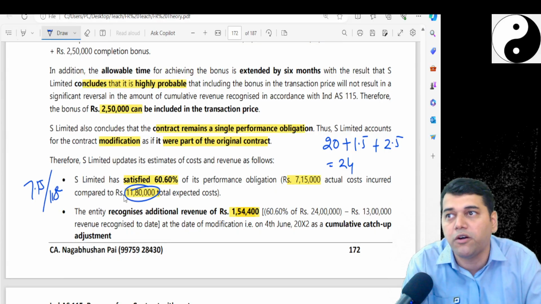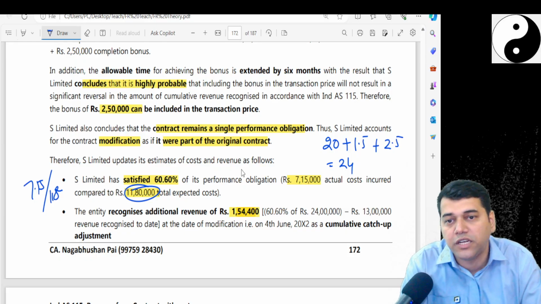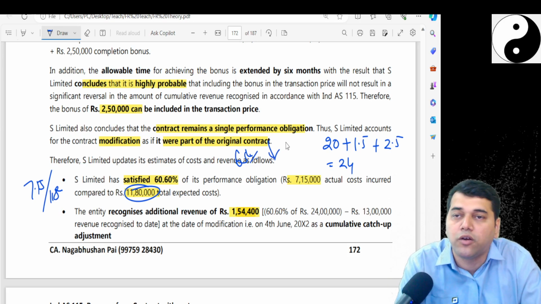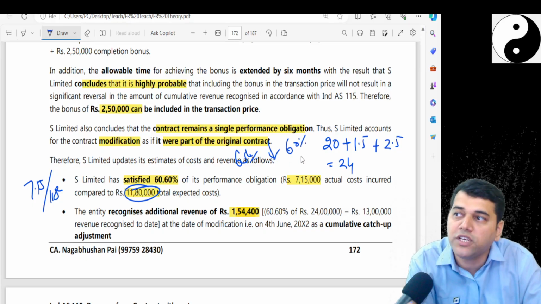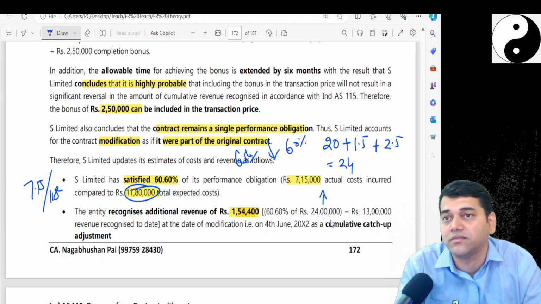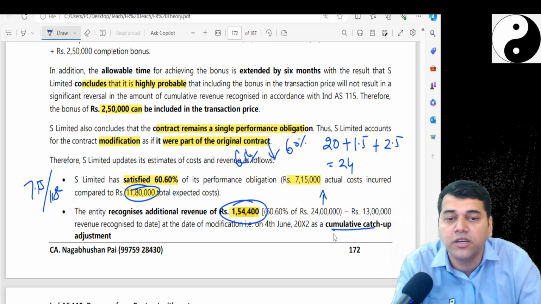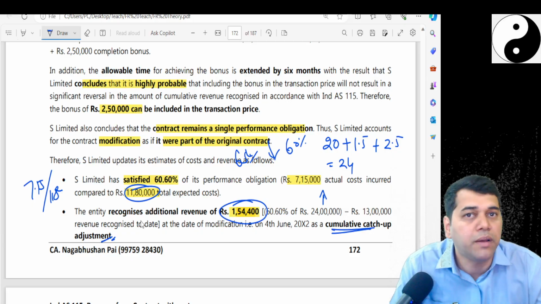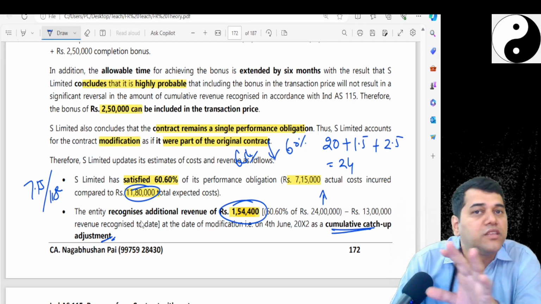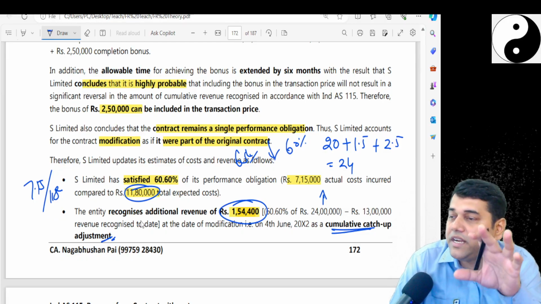So whatever you performed up to 30th June, the 31st March, it was 65%. Because of the cumulative catch-up adjustment, this performance came down to 60%. So you should have recognized on a cumulative basis only 60% of the increase in the consideration. So 1,54,400 will be the cumulative catch-up adjustment. See, the probability of this question coming to you is low because right now this is nowhere in the study material, but it is a very new, beautiful concept. Understood, no? Any doubts in this question?